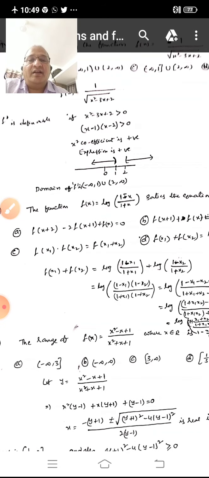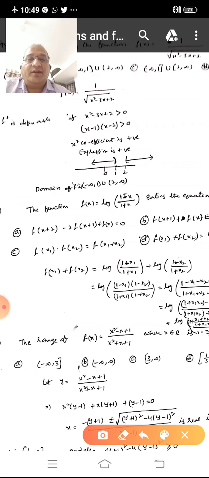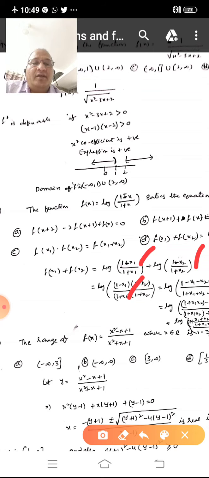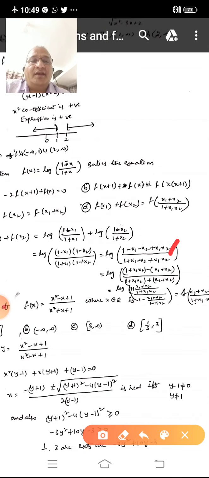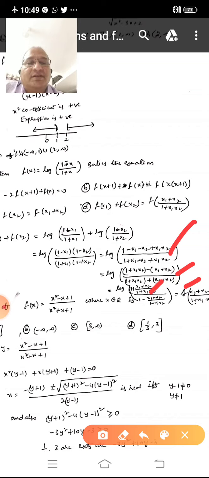The expressions are given. Here I take f of x1 plus f of x2, that is log of (1 minus x1) by (1 plus x1) plus log of (1 minus x2) by (1 plus x2). Log a plus log b is log ab, so I have taken the product of the two here. After taking the product, I separated 1 plus x1 x2 minus (x1 plus x2). From numerator and denominator, I took 1 plus x1 x2 common. Finally you will get (1 plus x) divided by (1 minus x).